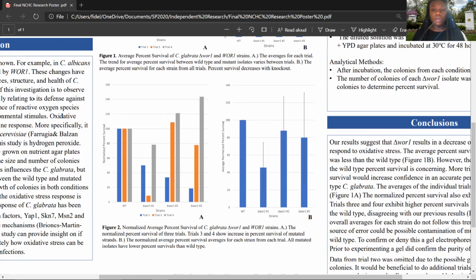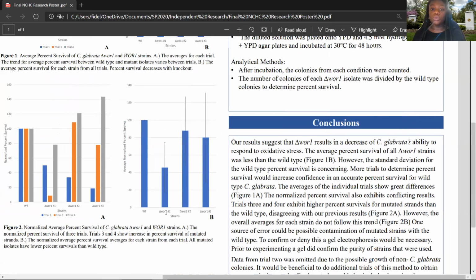So in conclusion, our results did suggest that delta WAR1 results in a decrease of Candida glabrata's ability to respond to oxidative stress. And we saw this through the trends of the percent survival in your delta WAR1 strains being less than the wild type. However, again, as I mentioned, the standard deviation was slightly concerning. So if I were to do this experiment again, I would perform more trials to increase my confidence in the accurate percent survival for my wild type Candida glabrata.